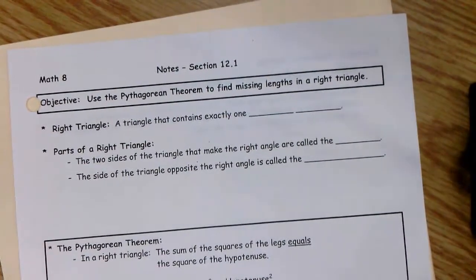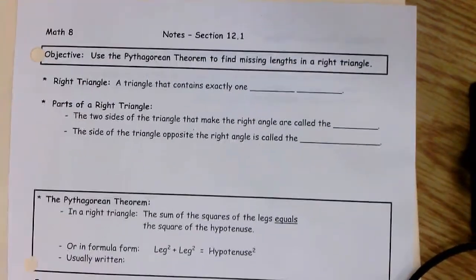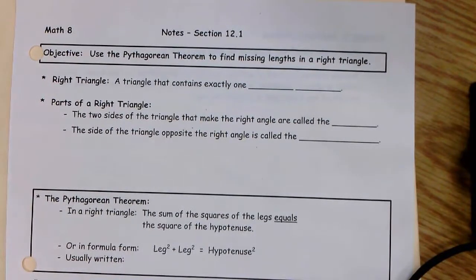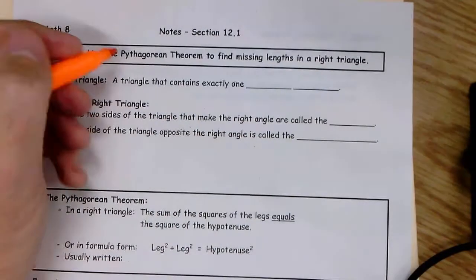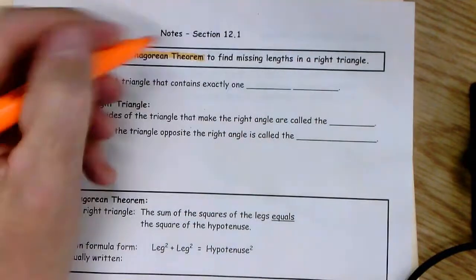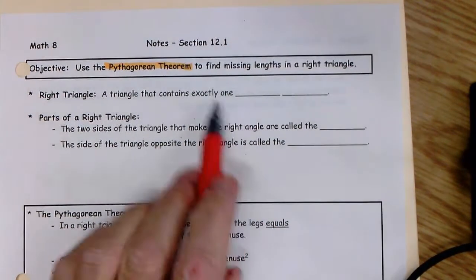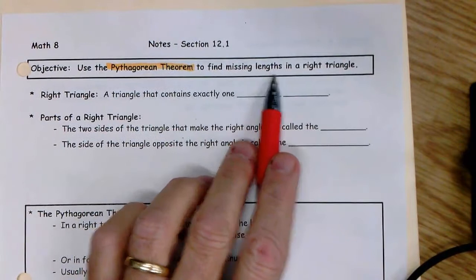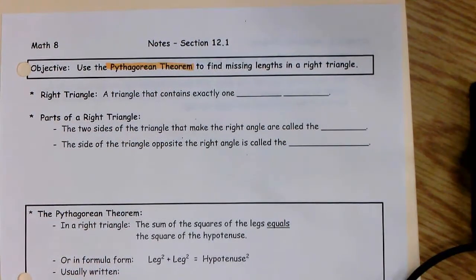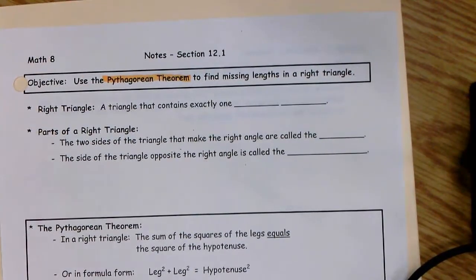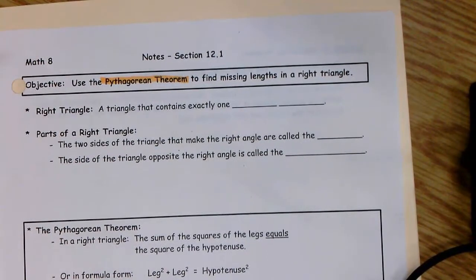Alright, so our goal today is to use this thing called the Pythagorean theorem. Maybe some of you have heard it before. That is the most common theorem I think there is in math. And we use it to find the missing length in a right triangle. So before we learn how to use that theorem, let's talk about a right triangle for a second.